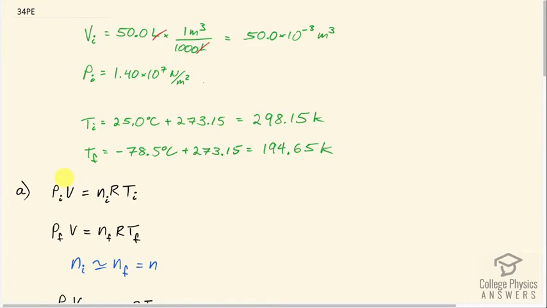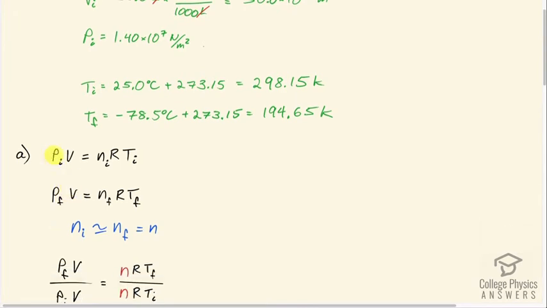So, in part A, it says, what is the final pressure in the tank, assuming that not much gas leaks out. So initially we have initial pressure times volume, which does not get a subscript because the tank's volume is the same in both cases. The tank is not being squished or expanding, so there's no need for a VI and a VF here. And initially we have PIV equals the initial number of moles times the universal gas constant times the absolute temperature initially. And we have PFV equals NFRTF in the final case.